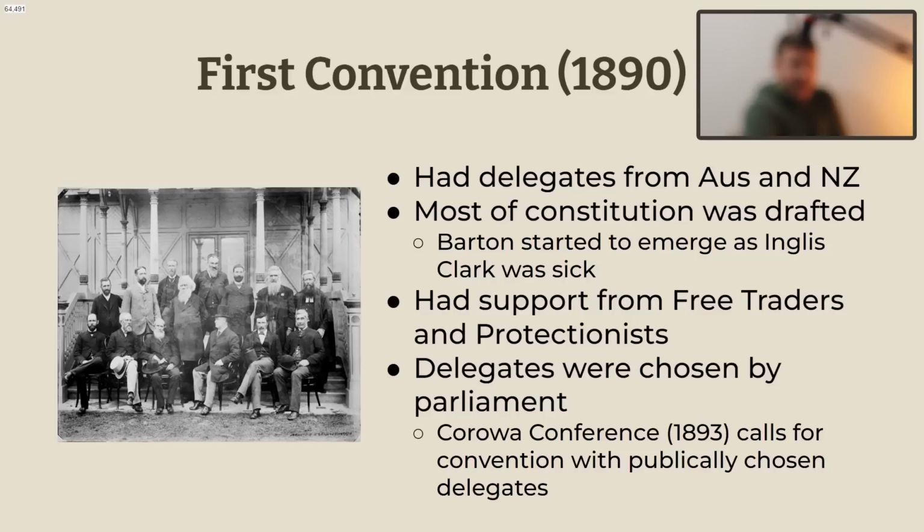We have something called the Cowra Conference in 1893. Now, this wasn't a Federation convention. It was kind of the hype show for the Federation convention, so to speak. The pre-game entertainment. And at the Cowra Conference, there were calls that the people should elect their own representatives to represent them at these constitutional conventions or at these Federation conventions, the same way that they would choose people to represent them in Parliament.